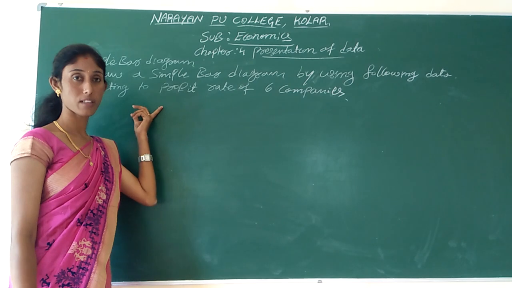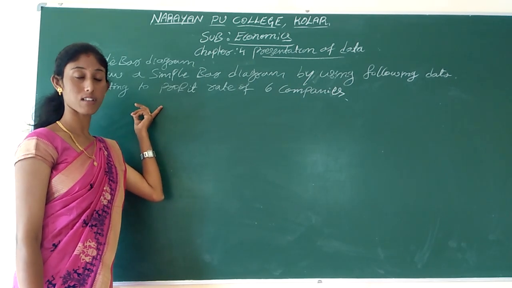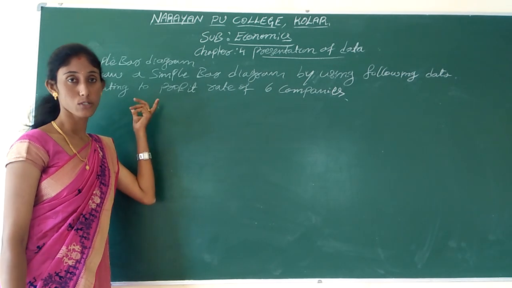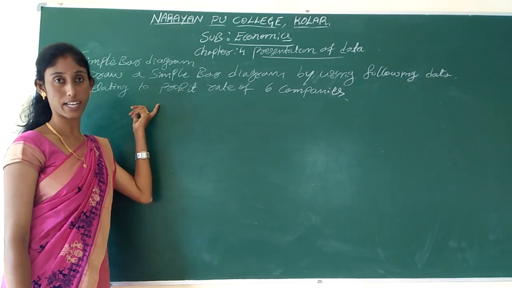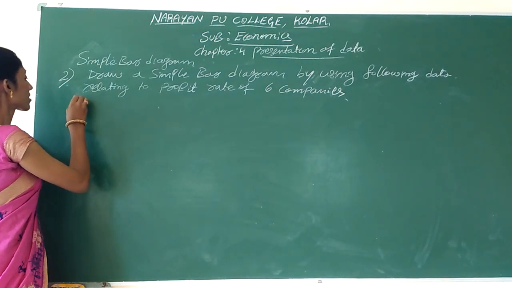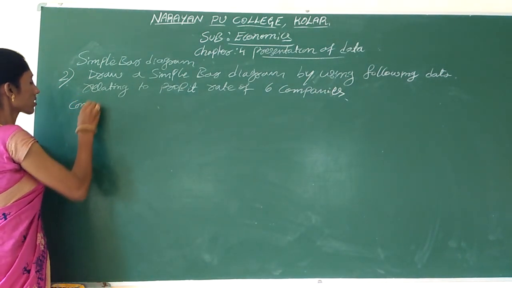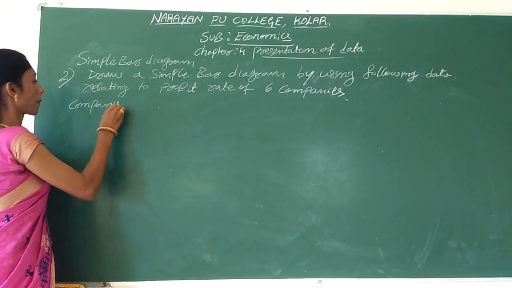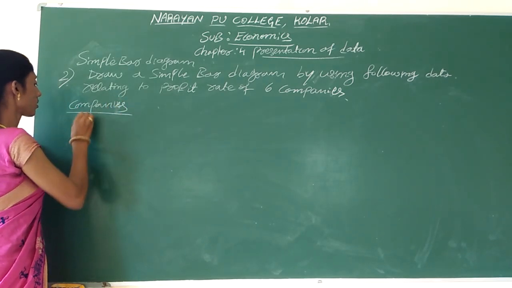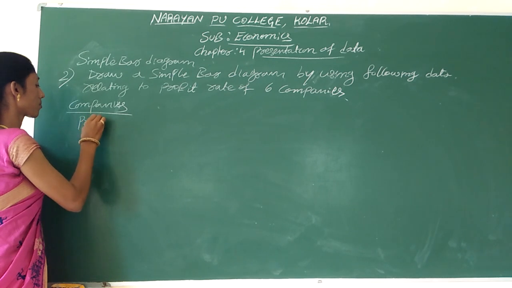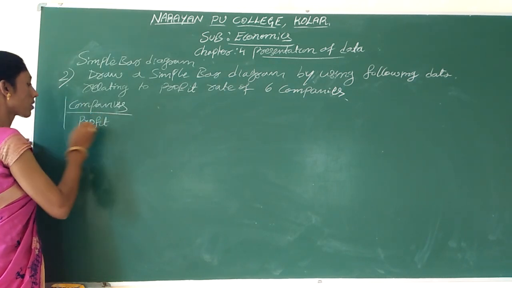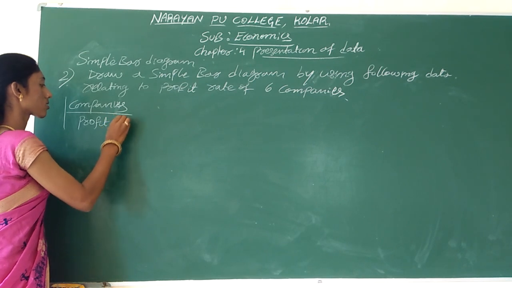These questions maybe they ask for practical questions like 5-mark questions, or for 4 marks they will ask to draw a simple bar diagram. Got it? And the data is companies, and second profit, in crores.